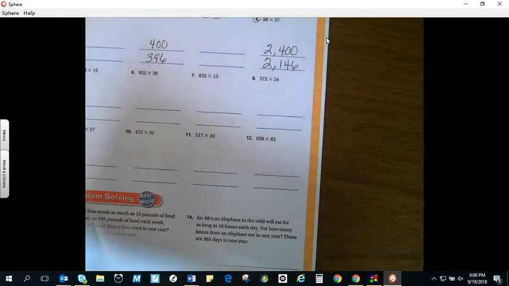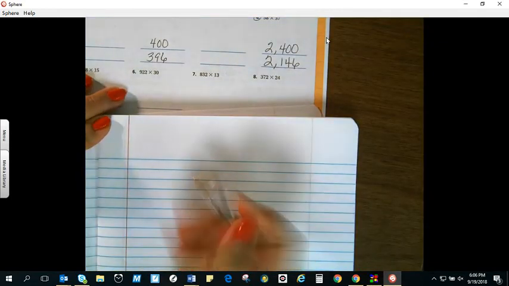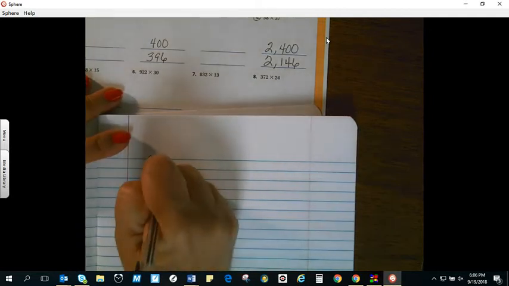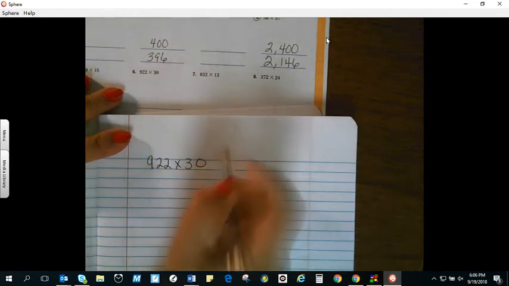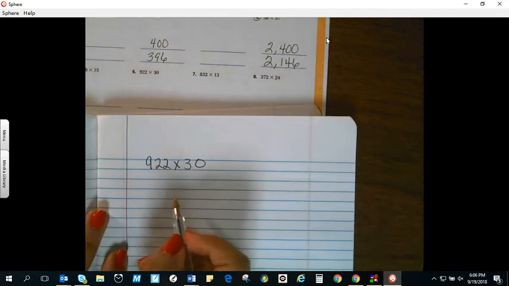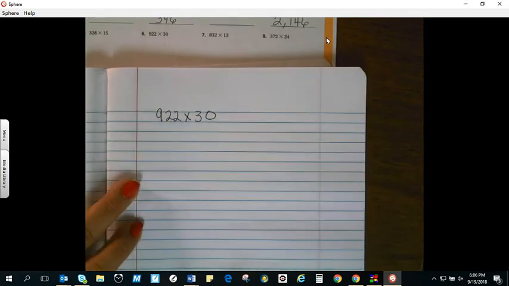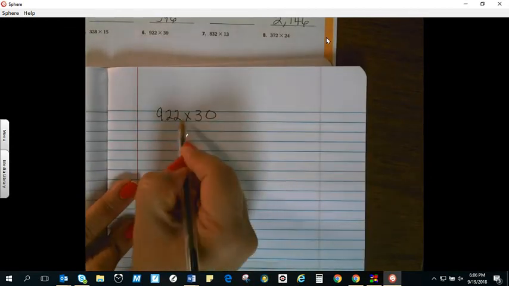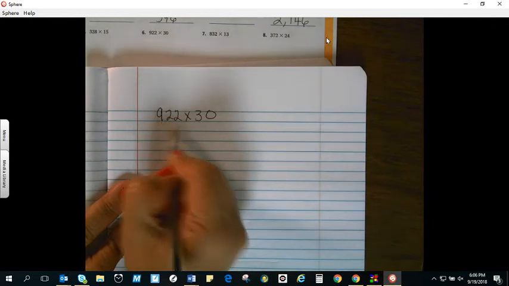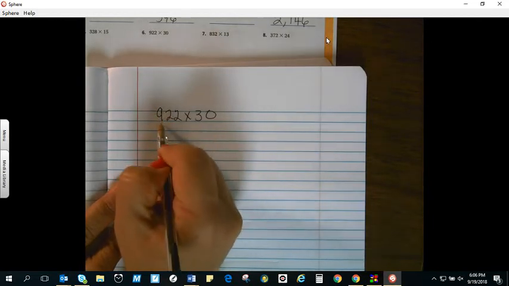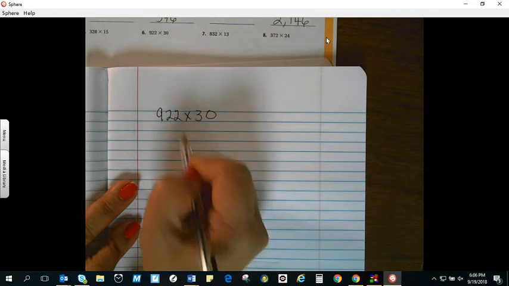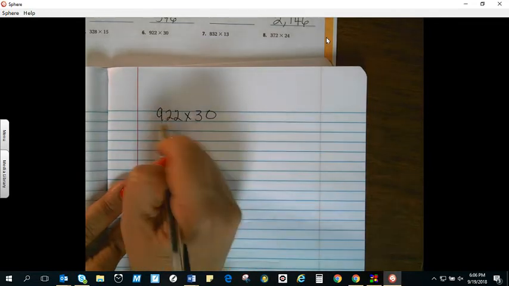I'm moving on to a clean page because I want to make sure that I have my notes together. So let's look at this one. 922 times 30. All right, those of you that are still struggling with the estimating, first things first, I'm going to come over to my largest number here. I'm going to look and see what is the largest place value I have. Ones, tens, hundreds. So I'm in the hundreds place value.